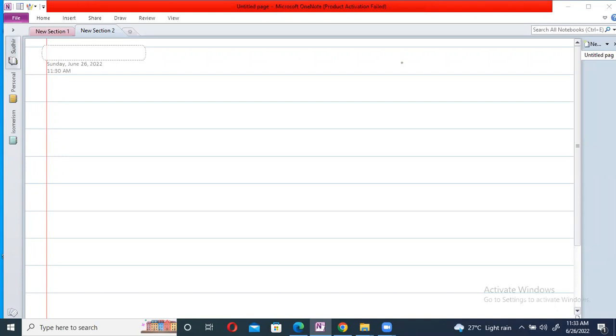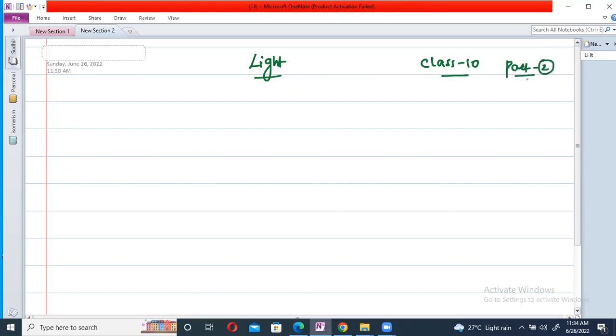Today I'm going to discuss the same class 10th chapter. The name of the chapter is Light, and this is part 2. Previously, in part 1, I discussed what a concave mirror and a convex mirror are, and important terms like the center of curvature, radius of curvature, focal length, and pole. F is equal to R by 2 and all.